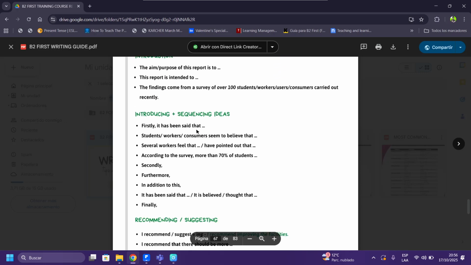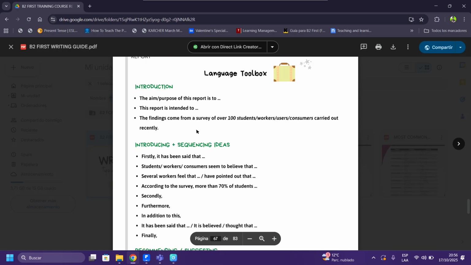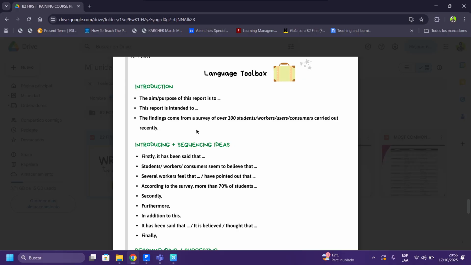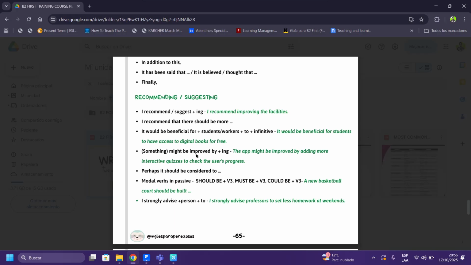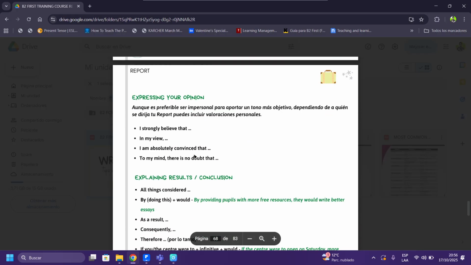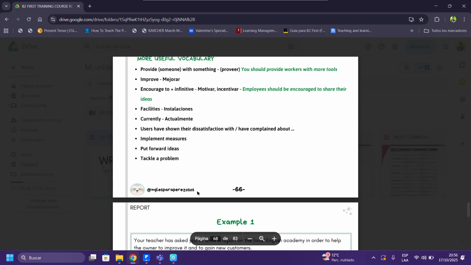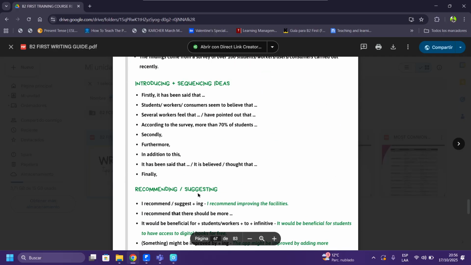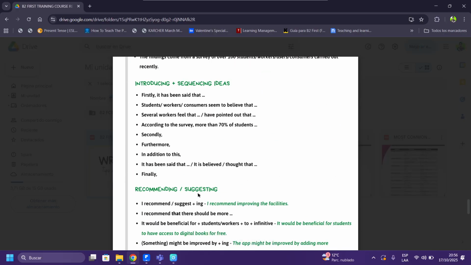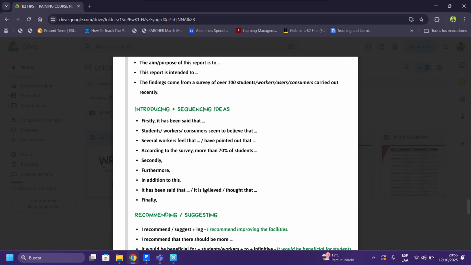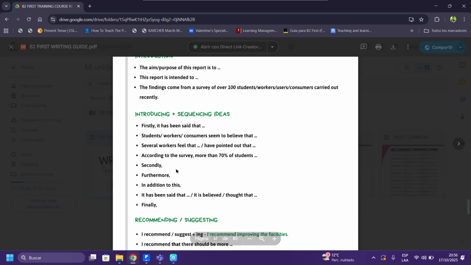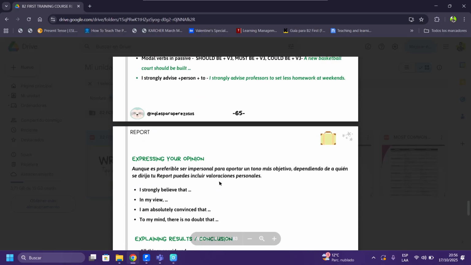So there you are. In this part, you're going to find some useful vocabulary for every single part of the report: for the introduction, for introducing and sequencing ideas, for recommending and suggesting, for expressing your opinion, and for explaining your results or making your conclusion. You can use this vocabulary instead of using a translator or artificial intelligence or looking for words in a dictionary. That is why I uploaded these writing guides in this Google Drive folder for you to use this vocabulary.